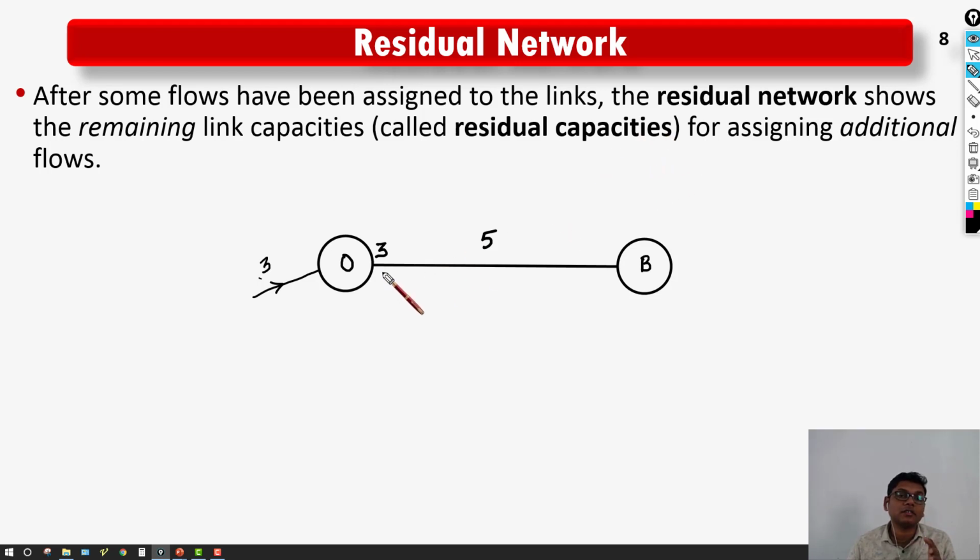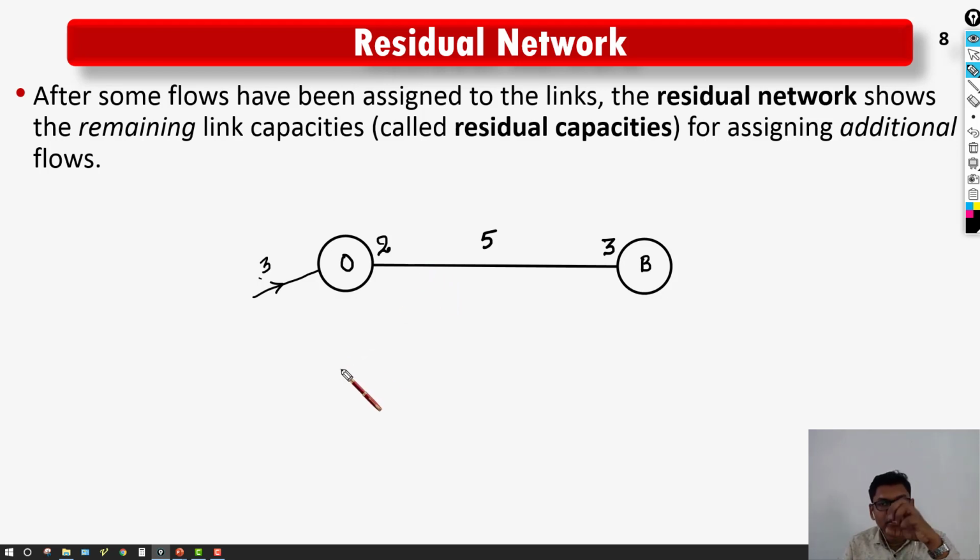So 2 are the remaining link capacity for assigning. Oh, 3 is assigned, no? Oh, sorry. So 3 is assigned. So just write here 3. How many are remaining? 2 is remaining. So it will show the remaining link capacity for assigning additional flow. Means from other road, how many more can come? 2 can come. Then total it will be used. That means additional flow assignment is possible. That is 2. Clear? So that is what is known as residual network.